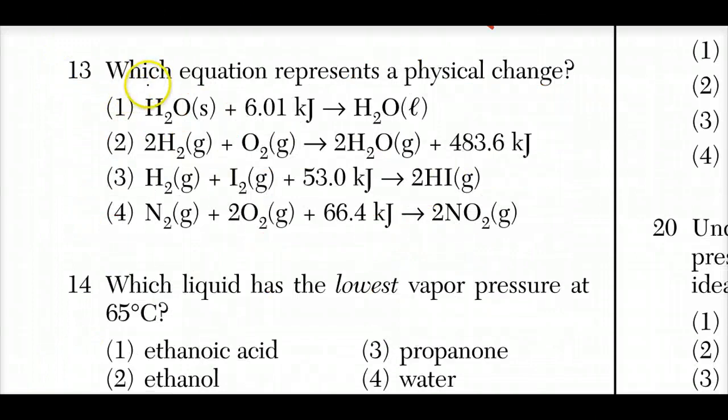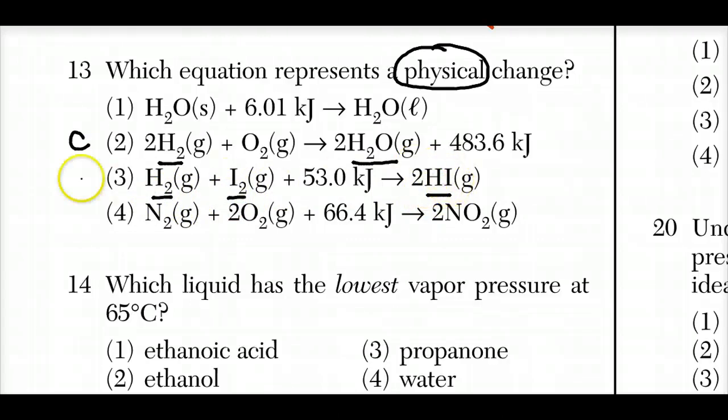Number 13 states, which equation represents a physical change? Now, a physical change is a change where the chemical formula does not change, just the distance between them. So if we look at choice 2, hydrogen bonds to itself and O bonds to itself to make a different arrangement of atoms. This is a chemical change. And if you look at choice 3, H2 and I2 make HI, a different arrangement of atoms. Chemical change. And N2 and O2 make a different arrangement. These 3 are all chemical changes.